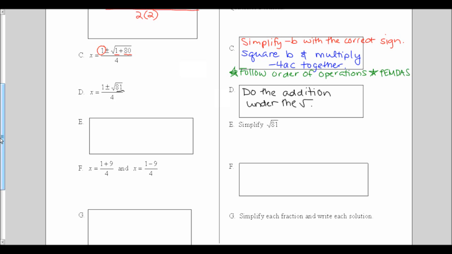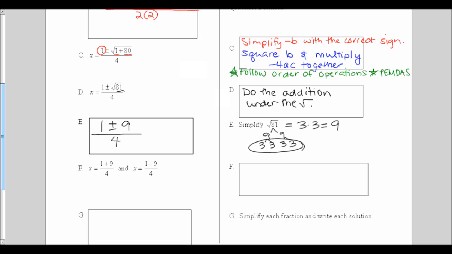How do I simplify the square root of 81? I want to break it down into its little factors, and I should be able to tell that the square root of 81 is 9. However you came up with that is fine. So I'm going to replace the square root of 81 with a 9. I'm just doing a substitution there. The square root of 81 is equal to 9.